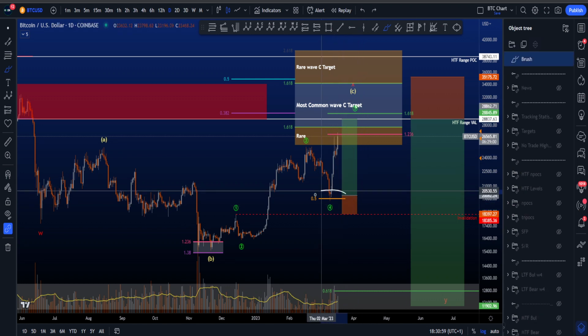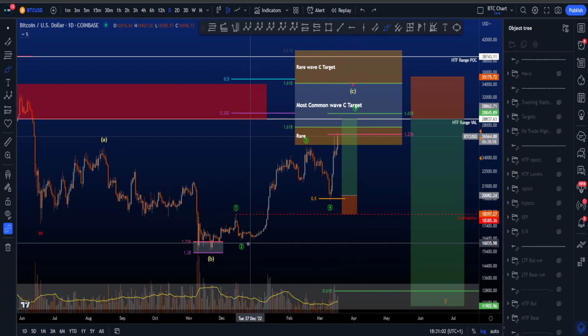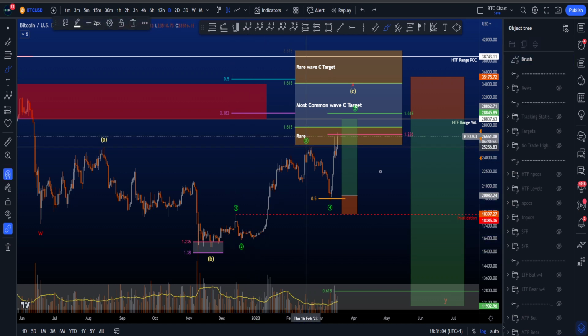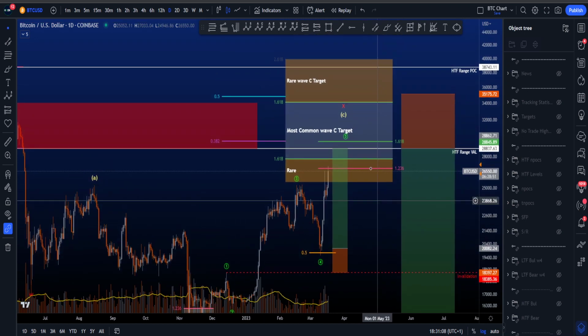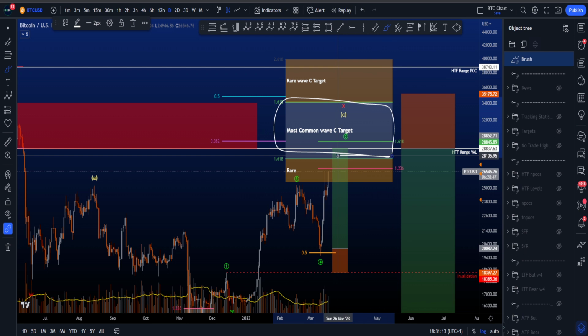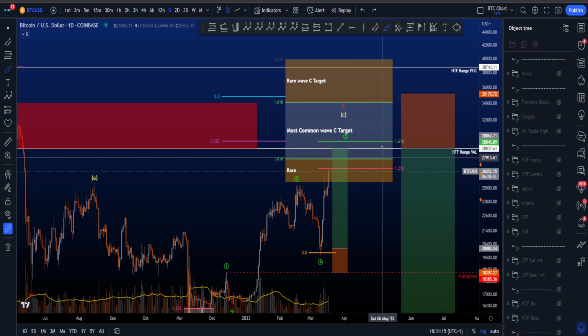over here after a very nice bounce of wave 4 on the 0.5 fib, taken from the low of 2 to the high of 3. You can see that wave 5 has basically multiple targets, as these are the target areas for a wave C, with the white box over here being the most common wave C target between 27.7k and 34k.